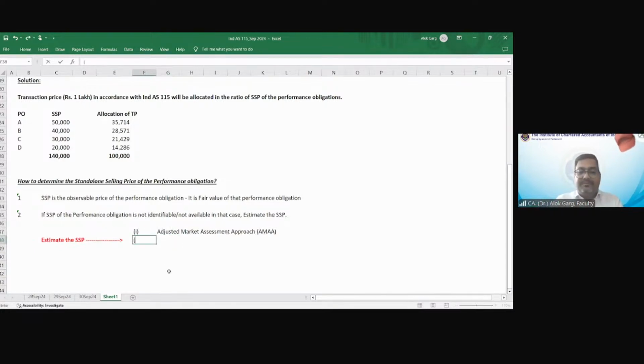Number two, cost plus margin approach. Number three, residual approach.